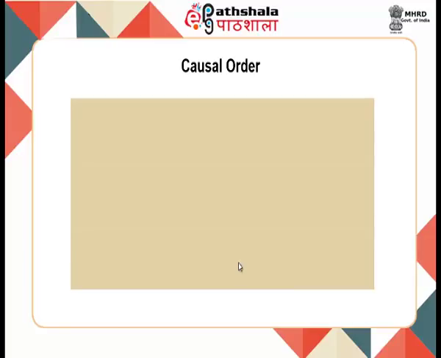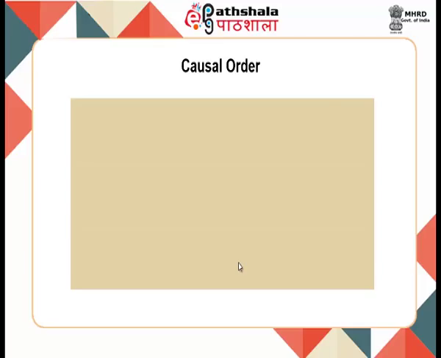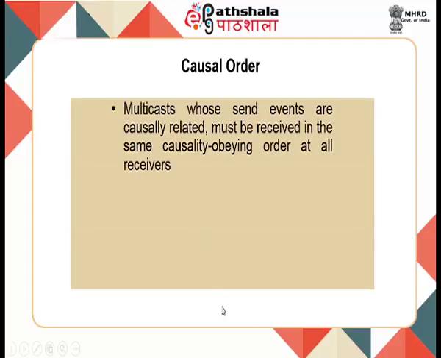Causal, the word is pronounced causal, and it comes from a cause and effect relation, where we say that the multicast whose send events are causally related must be received in the same causality obeying order at all receivers. So, there are some important terms here. It is causally related. We have to understand the meaning of what is causally related.